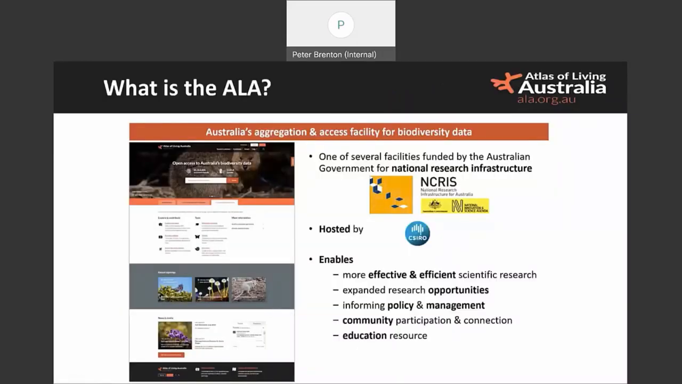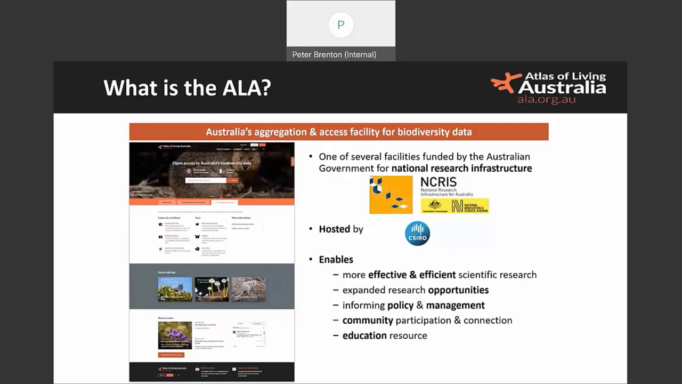So for those who don't know, the Atlas of Living Australia is one of a number of facilities funded by the federal government to support research. We're a set of infrastructure facilities, and we are hosted by the CSIRO. The ALA, as an aggregator, enables more effective and more efficient research by making more research-ready data easily and freely accessible, to accelerate research programs.